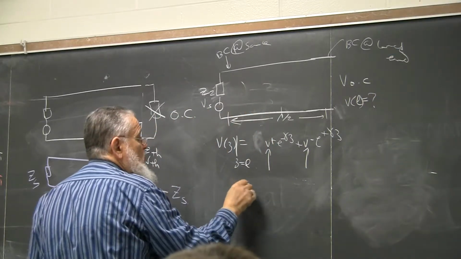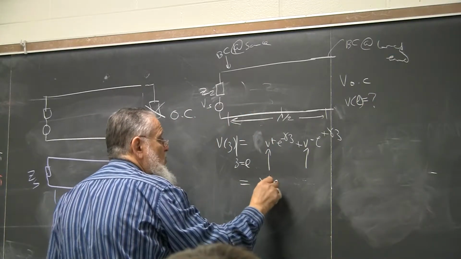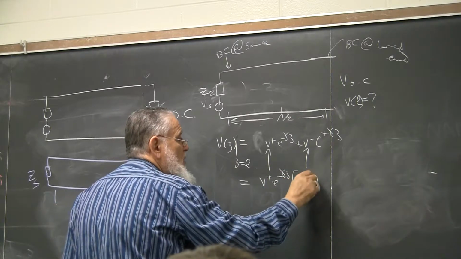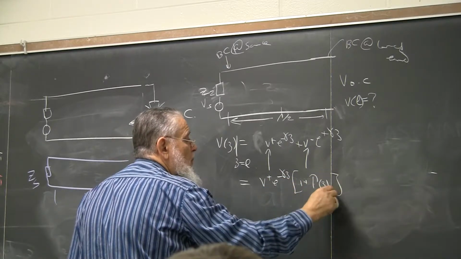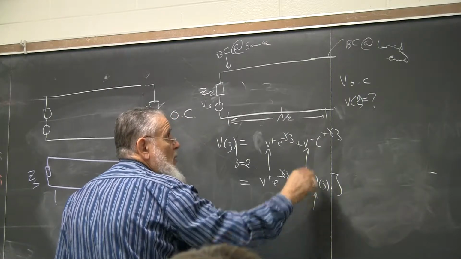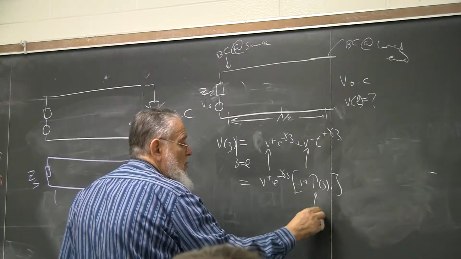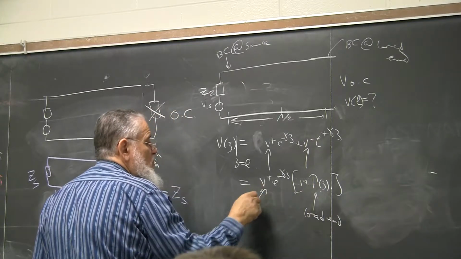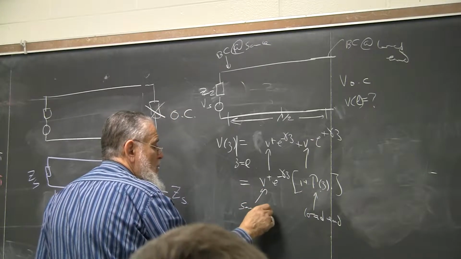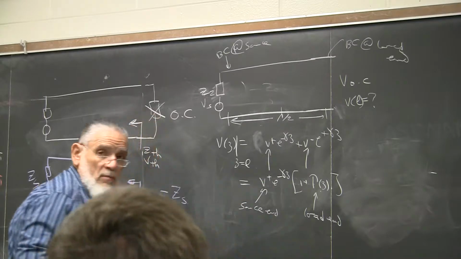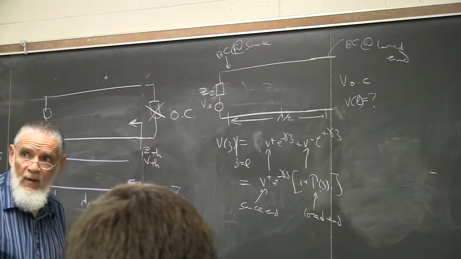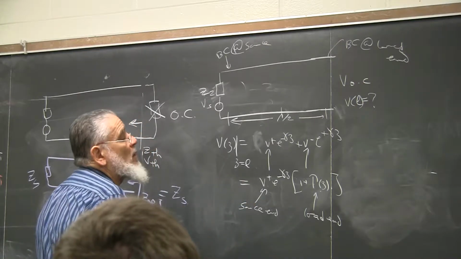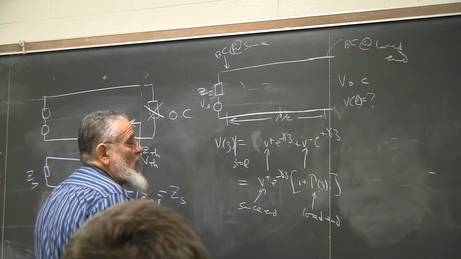The other approach is to re-express this as V plus e to the minus gamma z times 1 plus gamma of z, and use the load end to get gamma of z, and use the source end to get V plus. I'm going to do this one here.